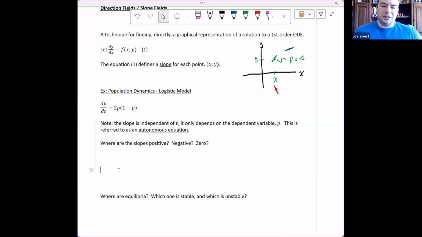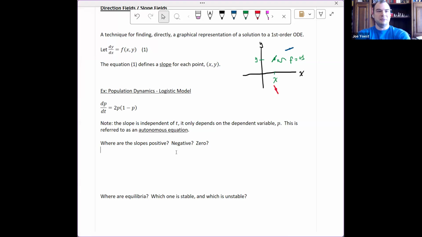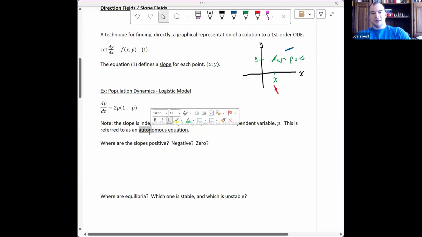And the number 2 in there is just there as a number. If we wanted to put a parameter in there, we could put a k there. But dp dt equals, in this case, 2 times p times 1 minus p. Again, remember that p is our dependent variable here, and t is our independent variable. So the growth rate depends only on the dependent variable, not on the independent variable. The slope is independent of t. We call this an autonomous equation. Autonomous meaning, roughly speaking, self-referencing, self-named. So auto means self, and nomos referring to name.